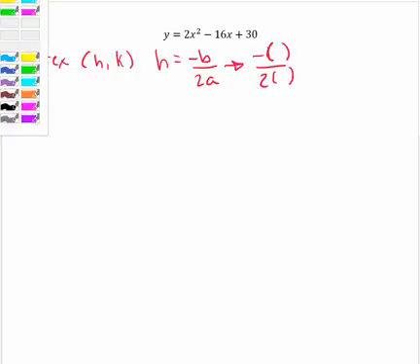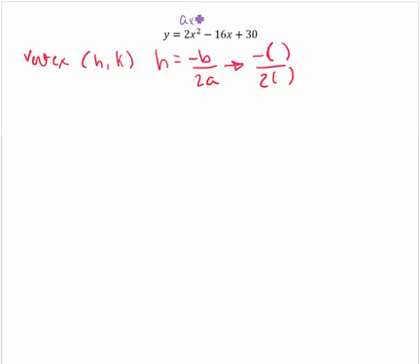Again, I like to label my equation with the standard form, which is ax squared plus bx plus c. So now I know that b is negative 16 and a is 2. So negative b, negative negative 16, is positive 16. 2a is 2 times 2, which is 4. And 16 over 4 is 4.